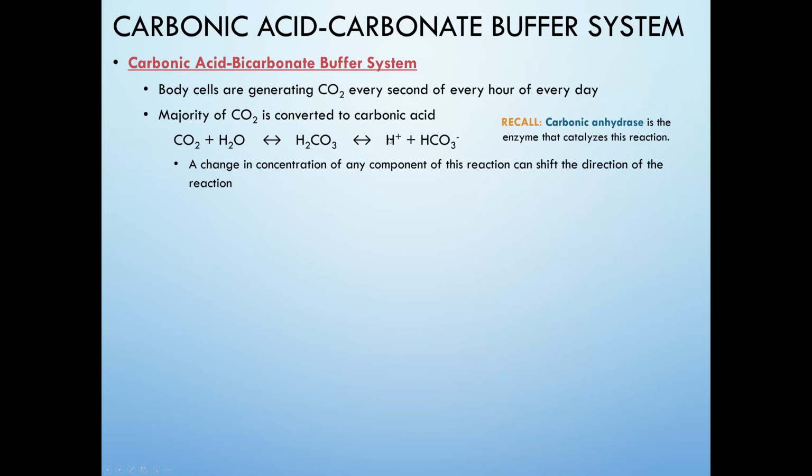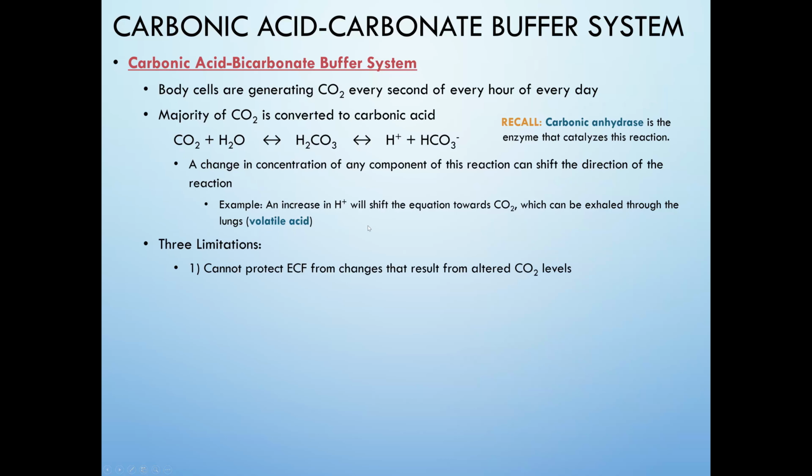So for example, if you had an increase in hydrogen ions, that would shift the equation to the left towards the carbon dioxide. So you would be making more carbon dioxide, which could then be exhaled through the lungs. Remember, carbonic acid is an example of a volatile acid. So there are 3 limitations to this buffer system. This is the buffer system that primarily buffers the ECF. The first limitation is that it cannot protect the ECF from changes that result from altered carbon dioxide levels.